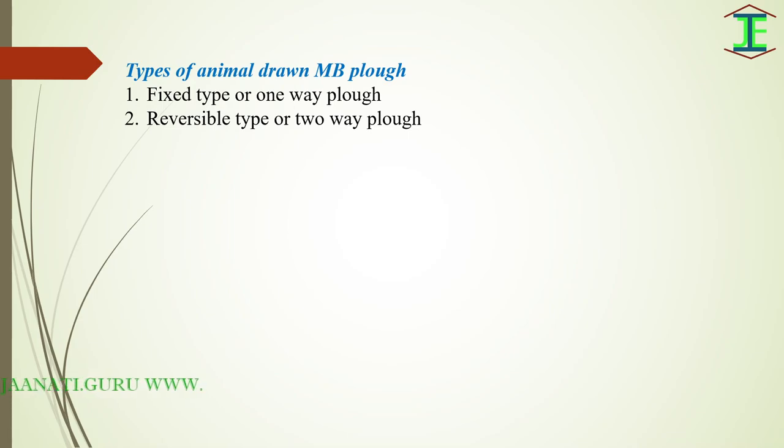Whereas in reversible or two-way plow, if we want to throw the soil to the right side, we can throw to the right side. And if we want to throw the soil to the left side, we can throw it to the left side. There are two sets in this reversible type. So one set is used to throw the soil to the right side, and another set to the left side in this reversible plow. The disadvantage of this plow is it is heavier and expensive than the one-way plow.